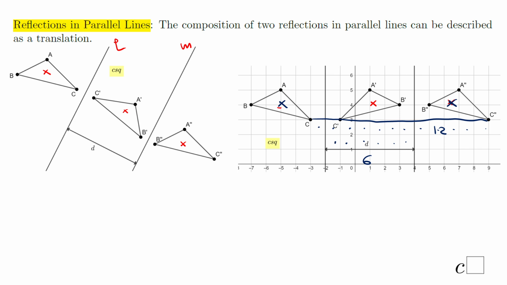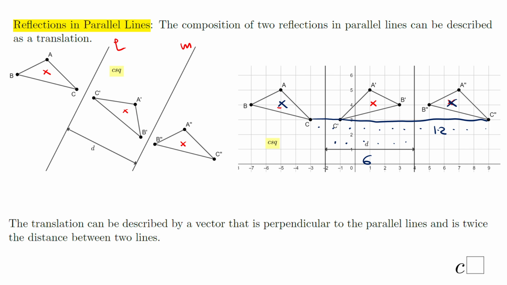And in fact, this is the rule you see here. The translation we have to do in case we have a double reflection over parallel lines is by a vector that is perpendicular to the parallel lines and is twice the distance between the lines. Very important and I think easy rule.